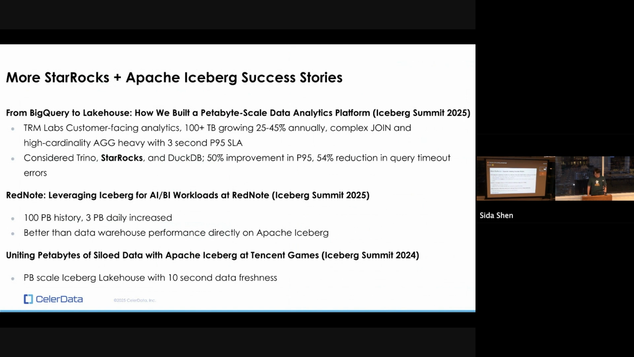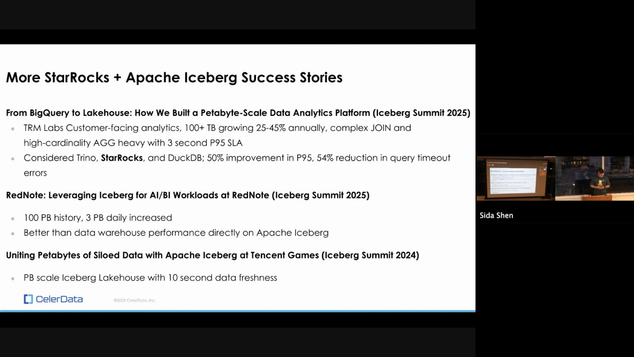Second is RedNote, an Iceberg Summit 2025 talk, 100 petabytes of historical data, right? And 3 petabytes of daily increase. This is a crazy amount. This is probably the biggest use case I've seen. And they got better performance than their previous proprietary real-time data warehouse on Apache Iceberg plus StarRocks.